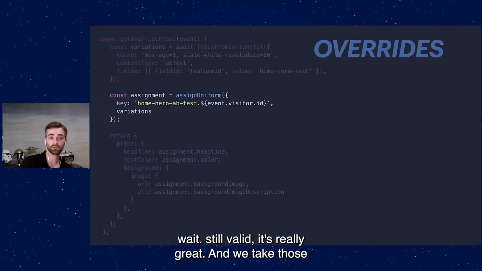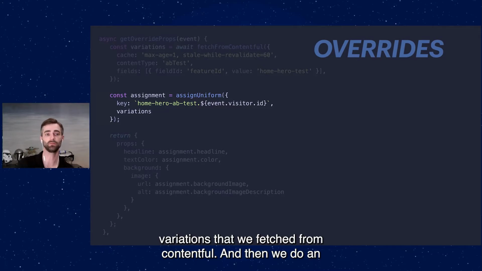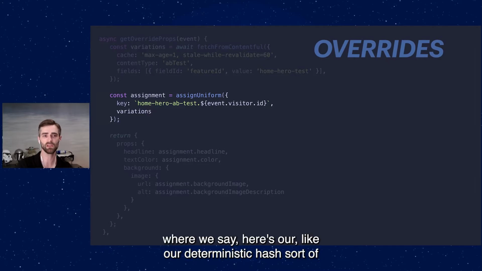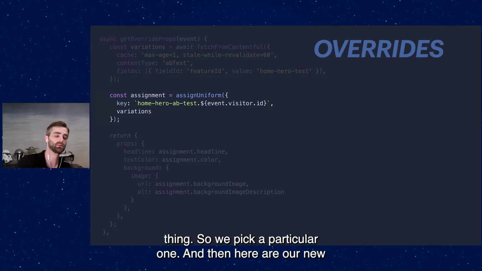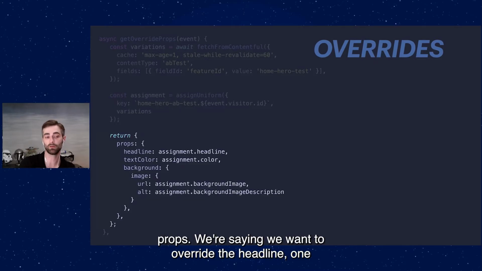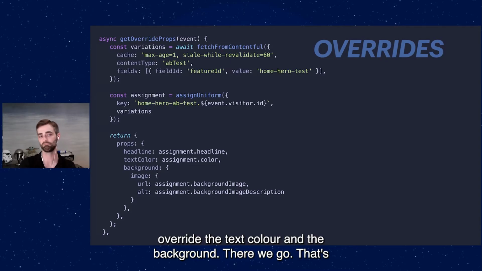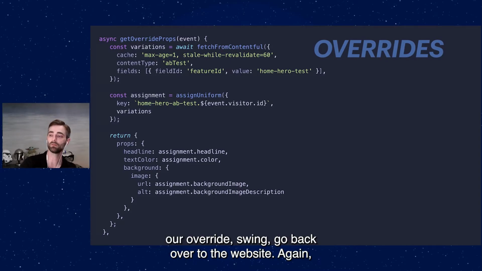And we take those variations that we fetched from Contentful, and then we do a uniform assignment. So we have a key where we say, here's our deterministic hash sort of thing, so we pick a particular one. And then here are our new props. We're saying we want to override the headline, we want to override the text color, and the background. There we go. That's our override.